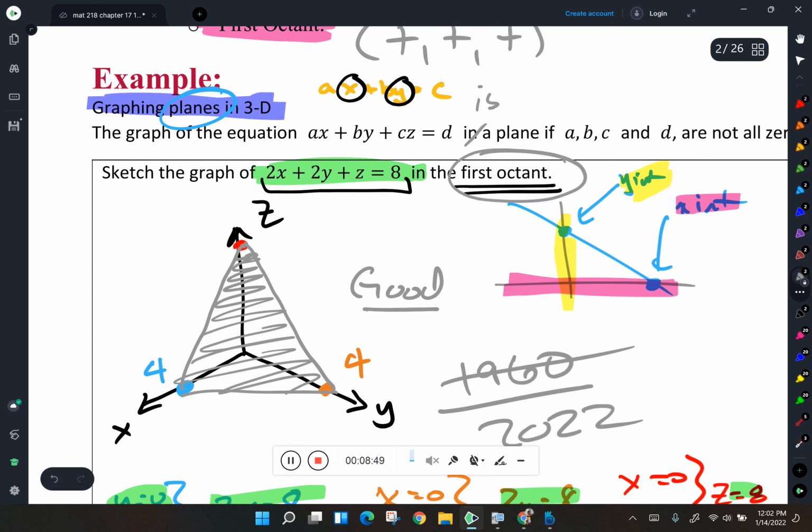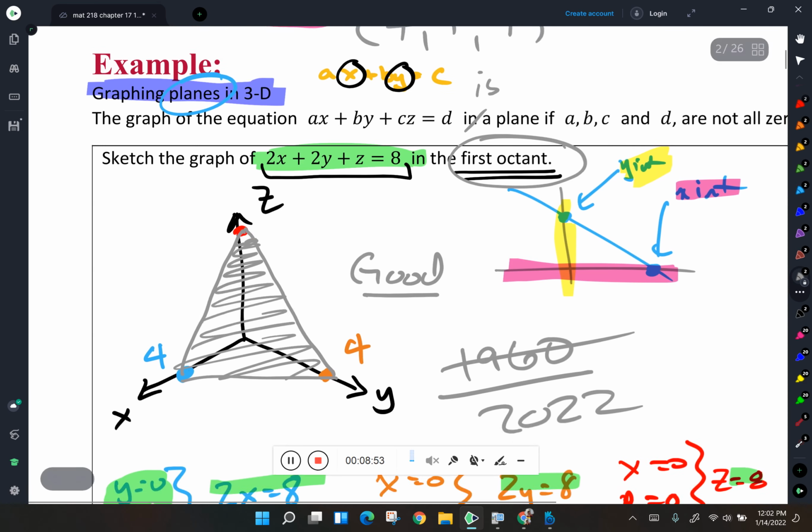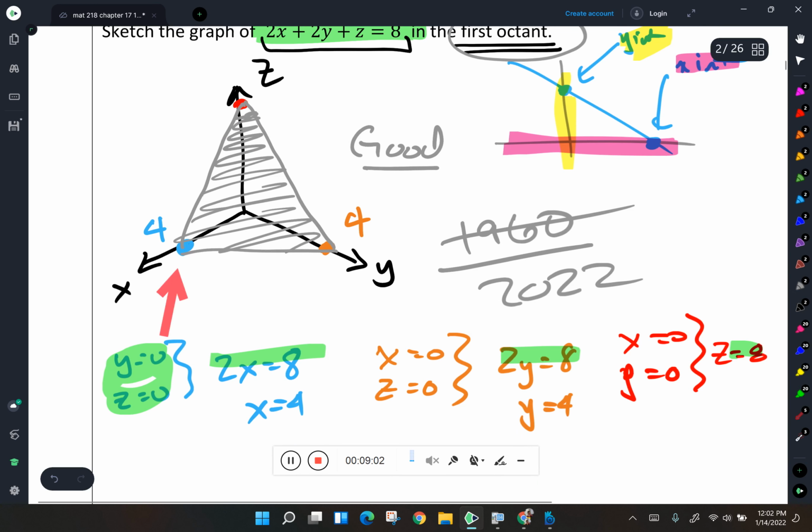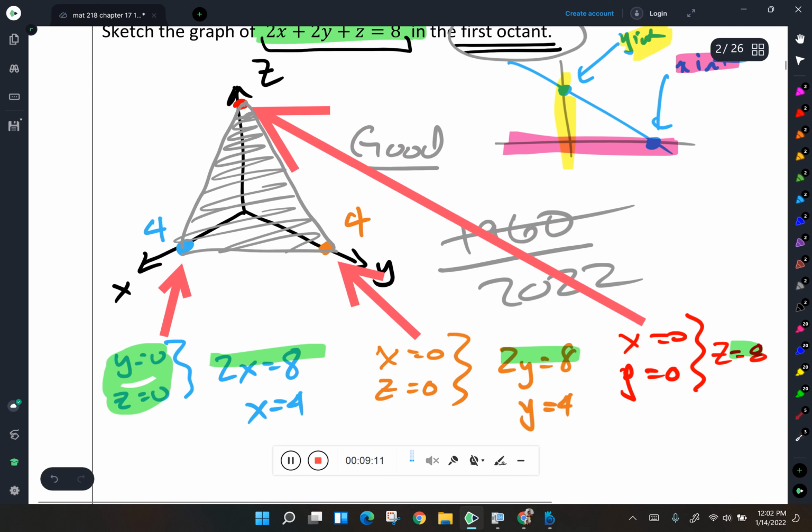That's where all the variables are positive. I find the intercepts on the x, y, z axes. I find an intercept by setting the other values to 0. So I find where it crosses the x-axis by setting y to 0 and z to 0, the y-axis by setting x to 0 and z to 0, and the z-axis by setting x to 0 and y to 0.